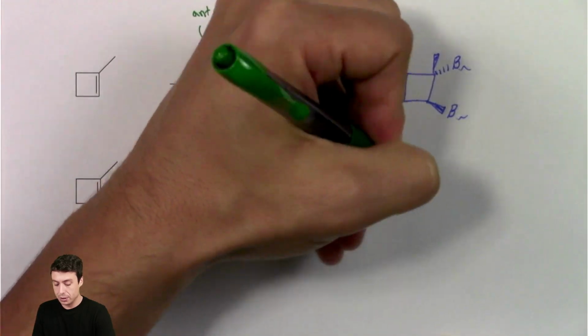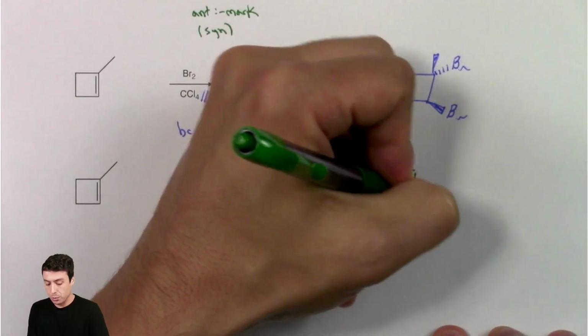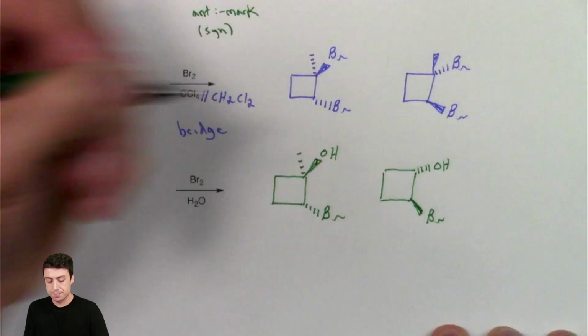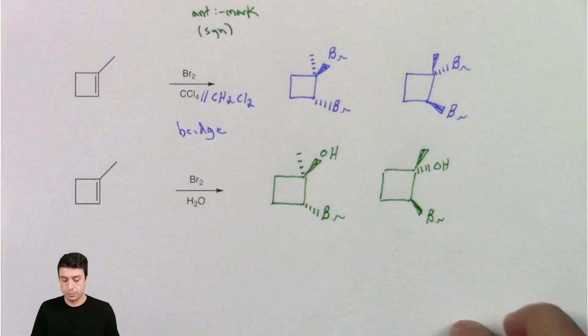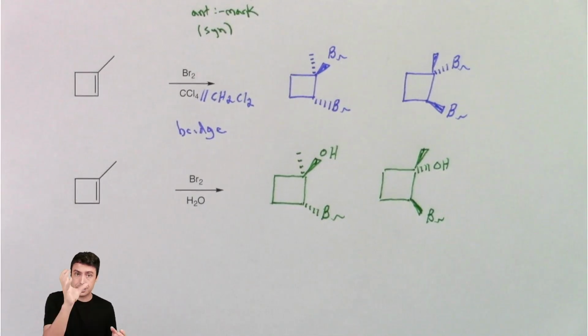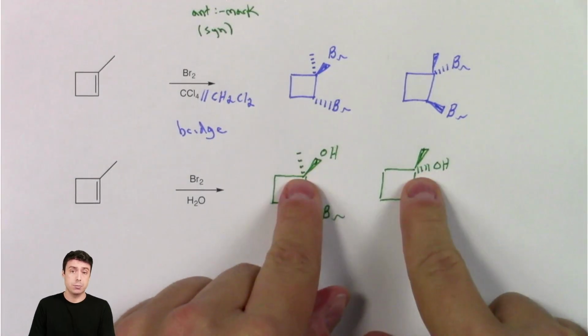Other option would be if the bridge was on the other face, you get bromine on a wedge, still OH on the other face, anti-attack, so OH would be on a dash, and then methyl would be on a wedge. Those two are different because this is Markovnikov, because whenever you attack that bridge, it will be on the more substituted side. That's why the OH goes on the more substituted side.